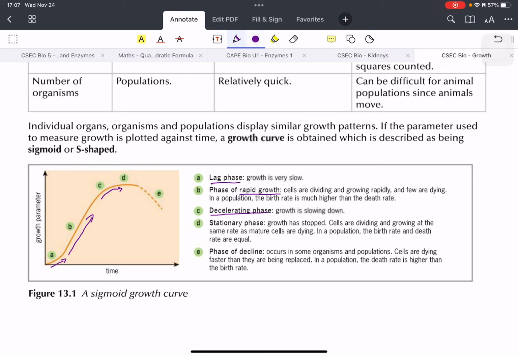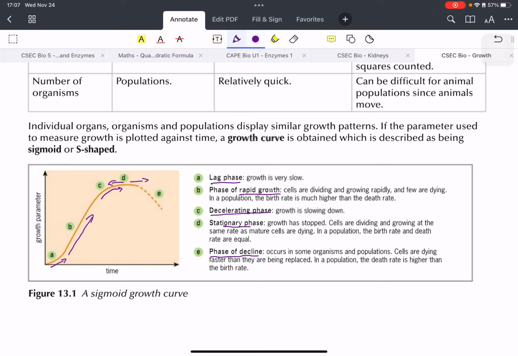In D, you will notice that the gradient is 0. It is not going up, right? It's staying stationary. So we call it a stationary phase. There's no growth here, okay? And then finally, we have the phase of decline.